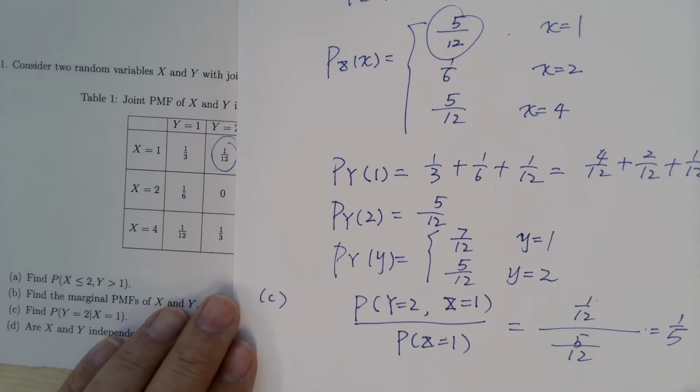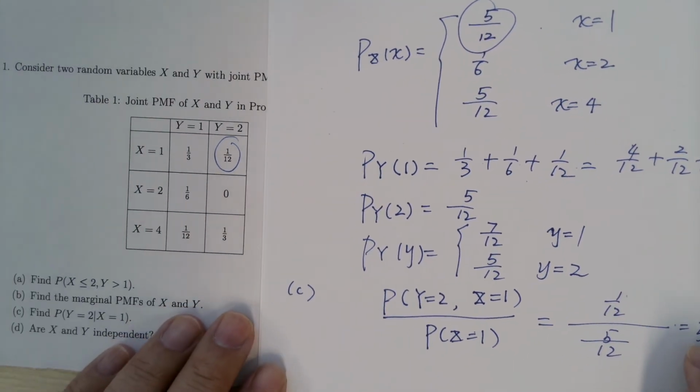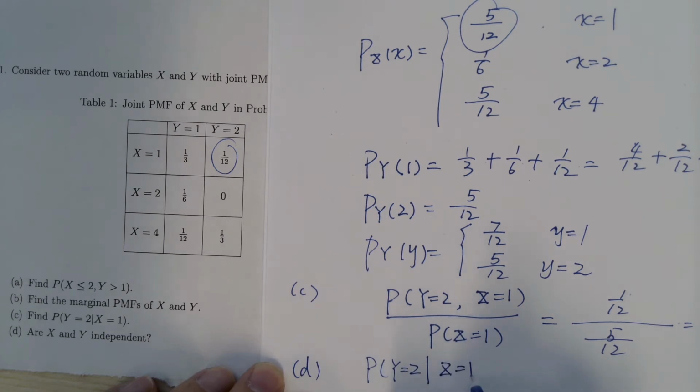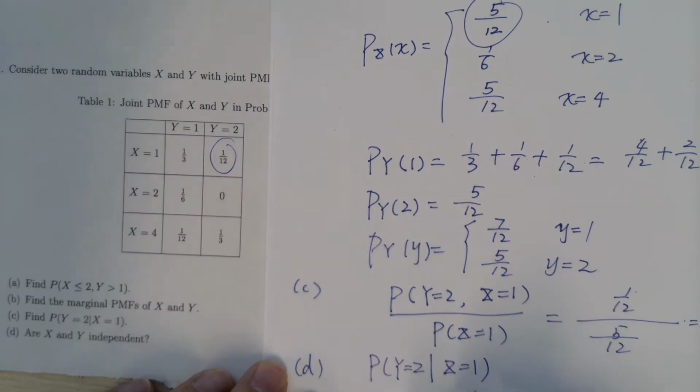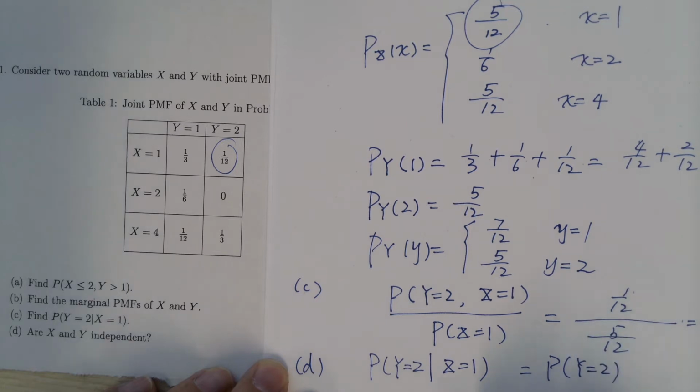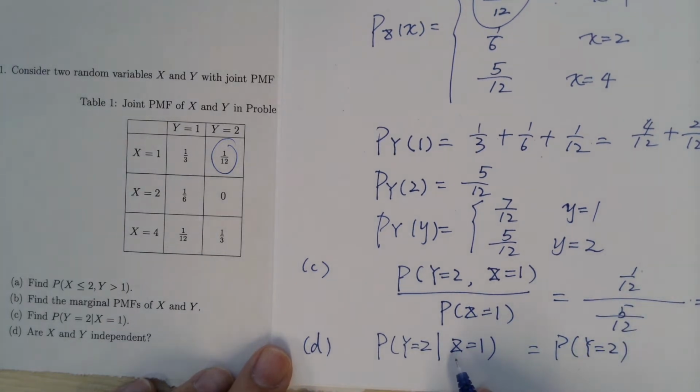Okay, and then lastly, it asks us, are those two independent? So how do we check? Well, actually, we can borrow some results from part C. The conditional probability of y equals 2 given x equals 1, if x and y are independent, is going to equal P of y equals 2, because that means x has no effect on y, right?